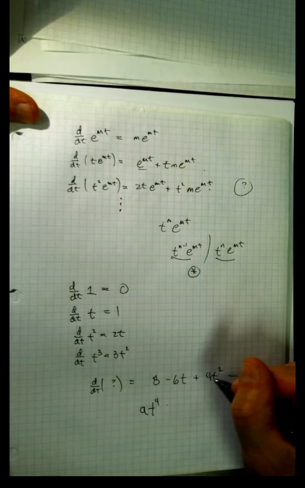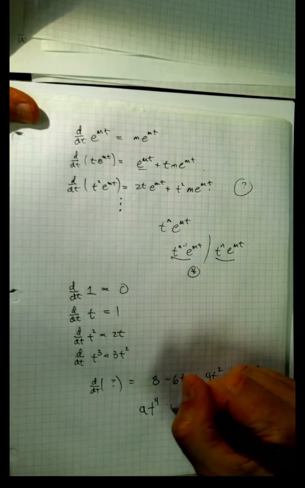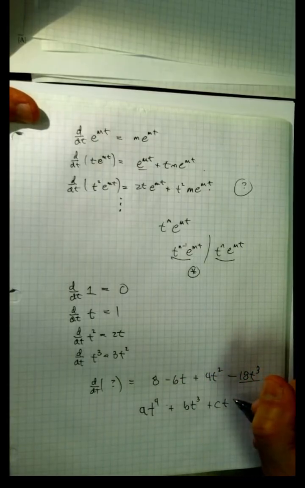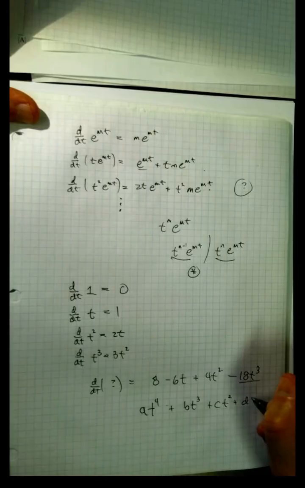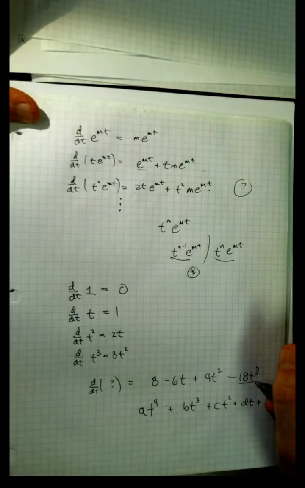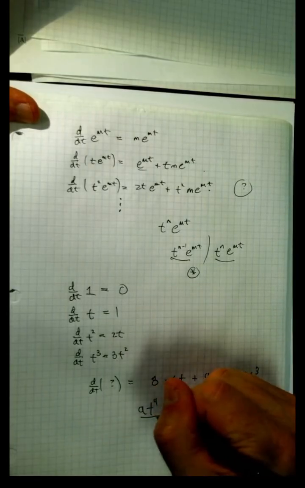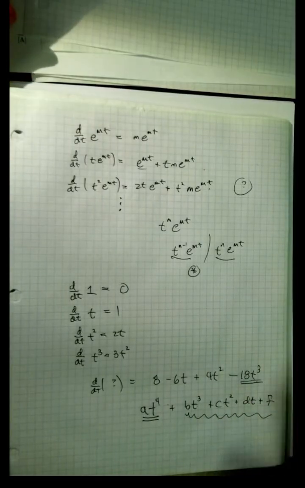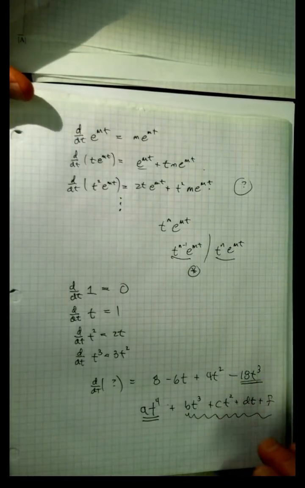But I still have to compensate for all the other things. So I could have something times t cubed plus something times t squared plus something times t plus something else and a constant. So I'm going to look at the highest order, try to account for that, but then I've got to add in all this other cruft in order to sweep up the mess afterwards.